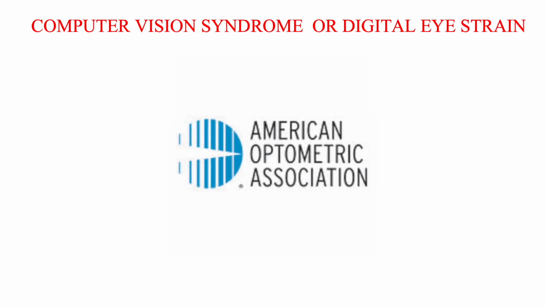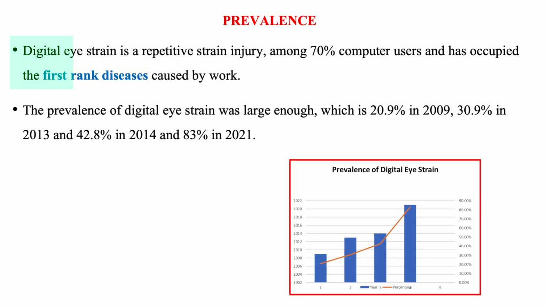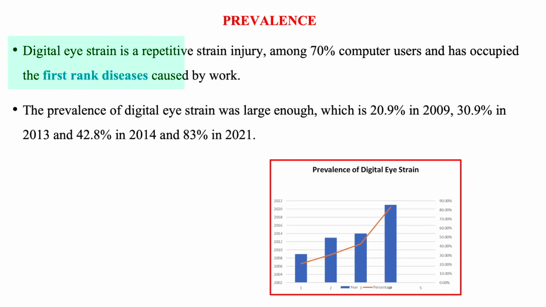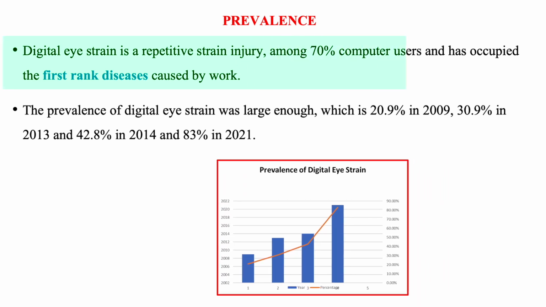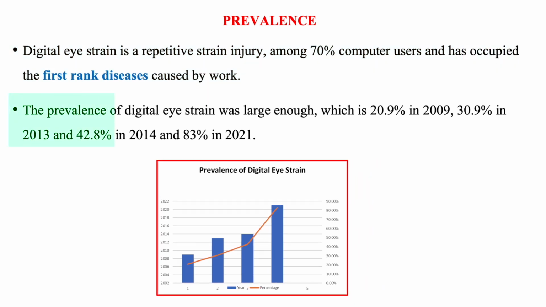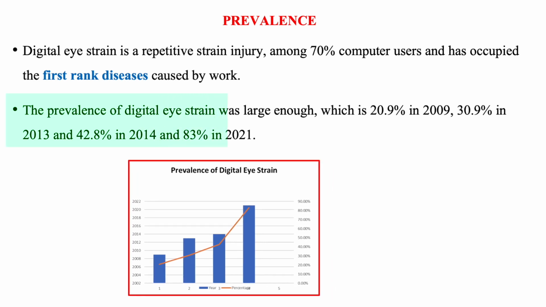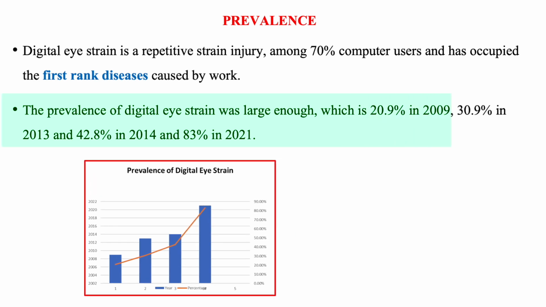Computer vision syndrome is characterized by a range of eye and vision related symptoms and has been recognized as a health problem only recently, that is over just 20 years. Digital eye strain is a repetitive injury which occurs among 70% of computer users and has occupied the first rank among diseases caused by work. The prevalence of digital eye strain was large, which is 20.9% in 2009 and 83% in 2021.